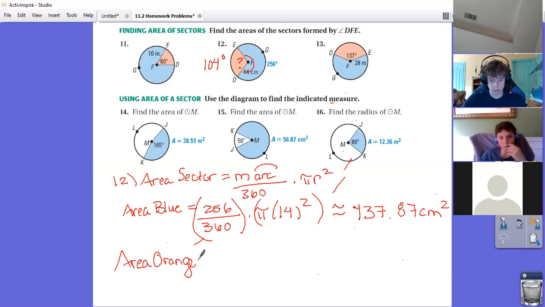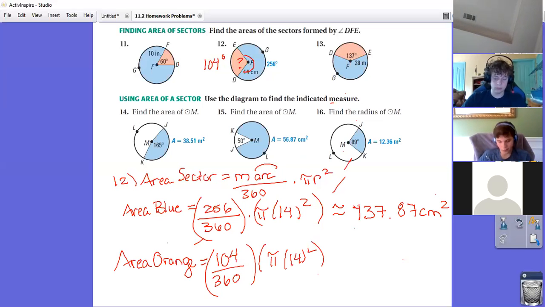I think in the book it called it red. I was like, that's not red. So this one is 104. So I'm going to do the smaller one. And basically it's going to be the same thing, except I just changed the angle to 104. And you should get approximately 177.